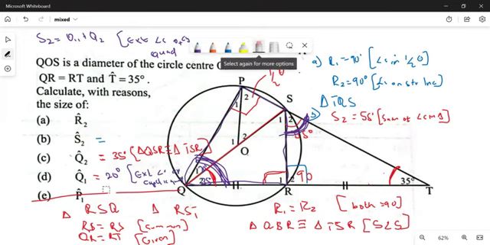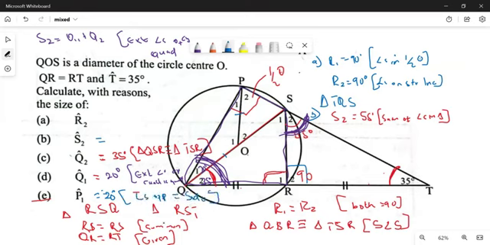Okay, we're left with the last one, P1. Now, what is going to be our P1? Here is P1. It's obvious, this one again. P1 is going to be equal to 20. Tell them why P1 is equal to 20: because we have angles opposite equal sides. And then we are officially done.